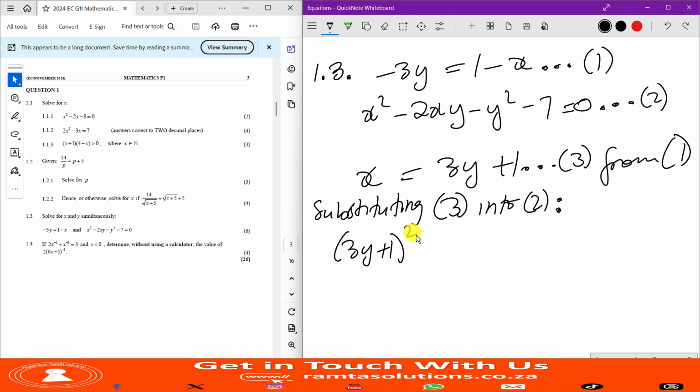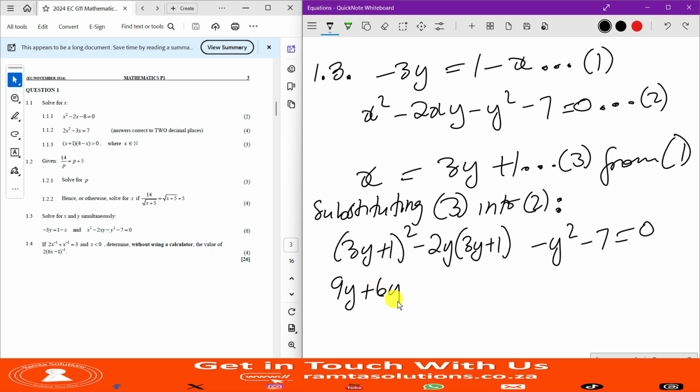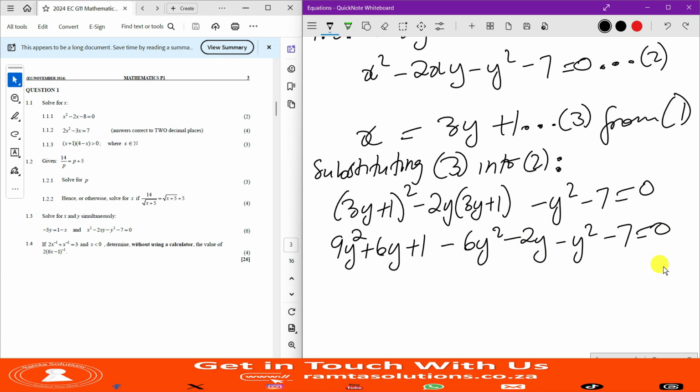3y plus 1, squared, minus y squared minus 7 equals 0. So what we have here, we have 9y squared plus 6y plus 1 minus 6y squared minus 2y minus y squared minus 7 equals 0, right? Equals 0. Okay, now let's see.